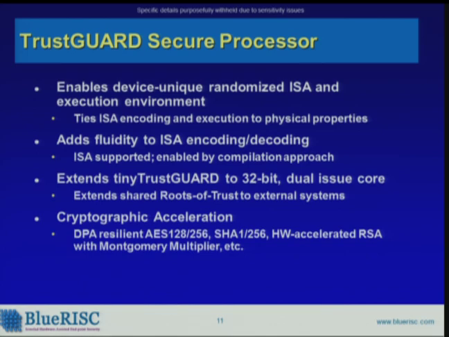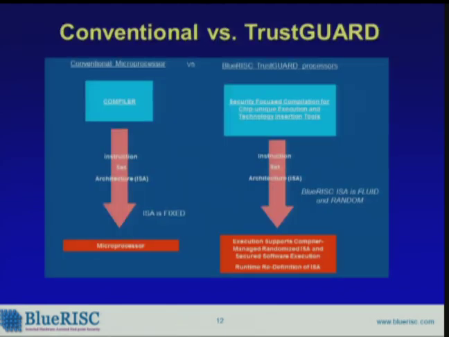TrustGuard does extend Tiny TrustGuard. It's a 32-bit dual issue core. In addition to the roots of trust for execution and randomized ISA encoding, we do have hardware cryptographic acceleration that's tightly tied into our pipeline. We have a DPA resilient AES module, SHA-1, SHA-256, and the like. We do have a hardware accelerated RSA that's implemented utilizing parametric Montgomery multiplication as well as some other components that are critical to the use of the processor.